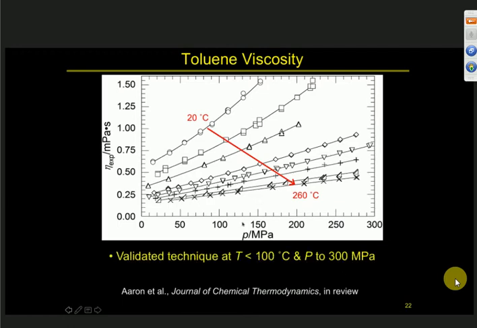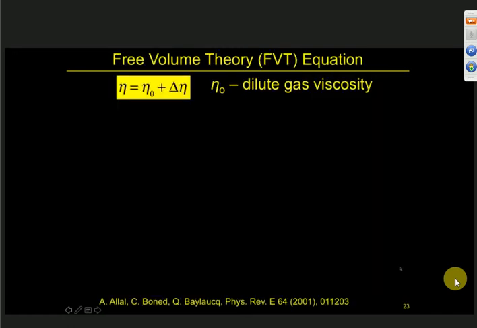Now, as I showed you in the literature, there is a lot of data for toluene below 100 degrees C and pressures to 300 megapascals. So we use that data to validate our instrument and our technique. Then we measured new data above 125 degrees centigrade and pressures to 300 megapascals. Once you have the viscosity data, as with density, if you have a model you should be able to calculate at other conditions, whatever you are interested in.